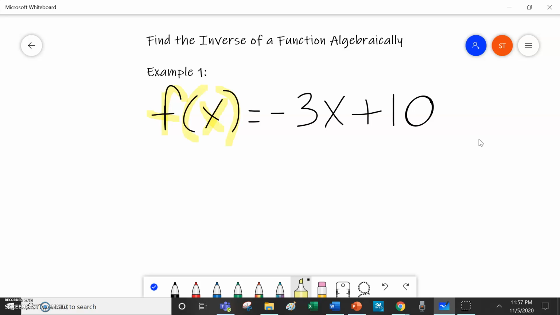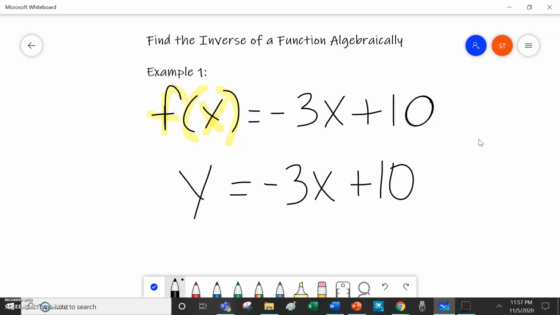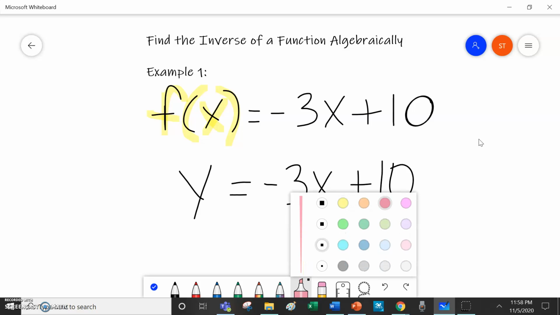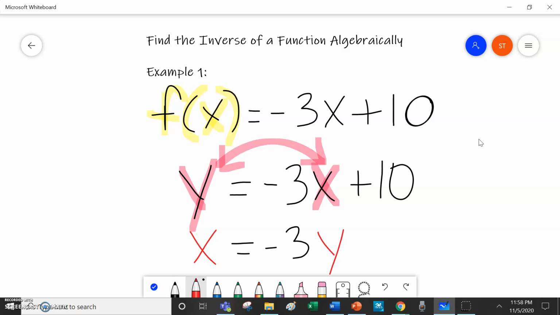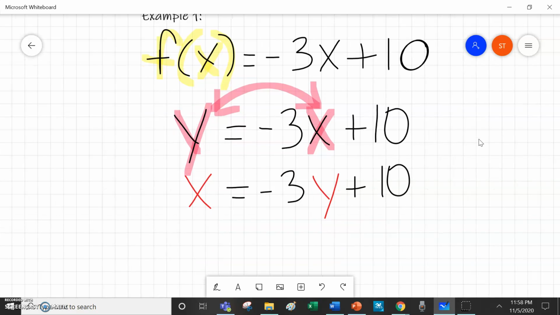So rather than going with my function notation, I'm going to switch it to a single output variable of y. So that's my first step, which will then make it easier for me to do my next switch, which is the big basic inverse function switch of changing the inputs and the outputs. So we switch the input variable with the output variable, giving me x equals negative 3y plus 10. And then finally, we solve for y.